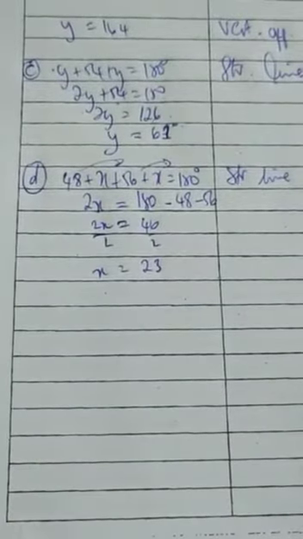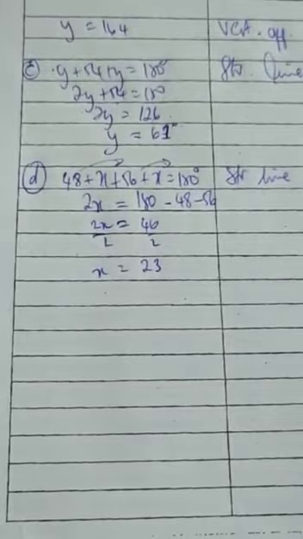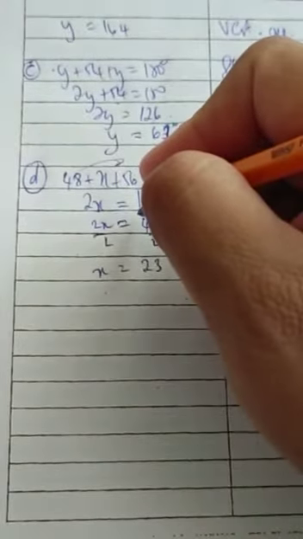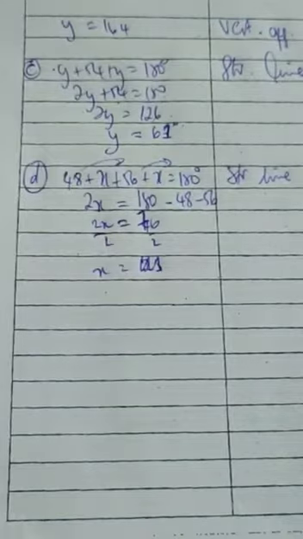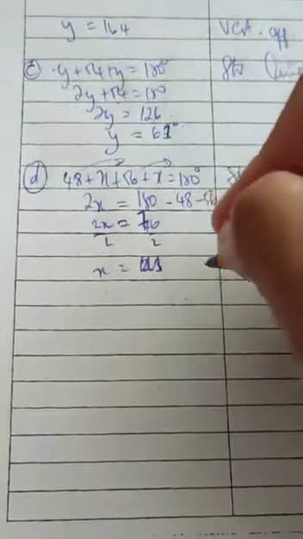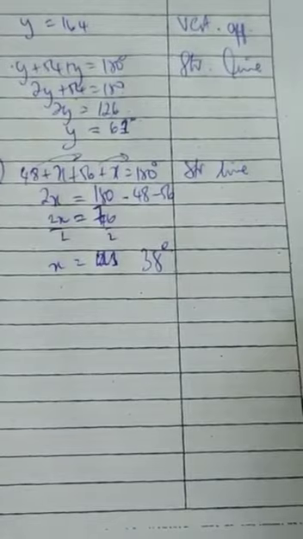Let's check if it's right. So it's 180 minus 48 minus 56, divided by 2, which is 38. We just check: 180 minus 48 gives you 132, minus 56 gives you 76. Why did I get 46? It's 76, and 76 divided by 2 gives you 38 degrees. Let's look at E.